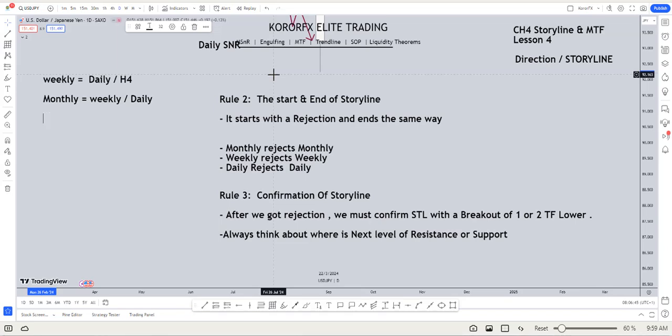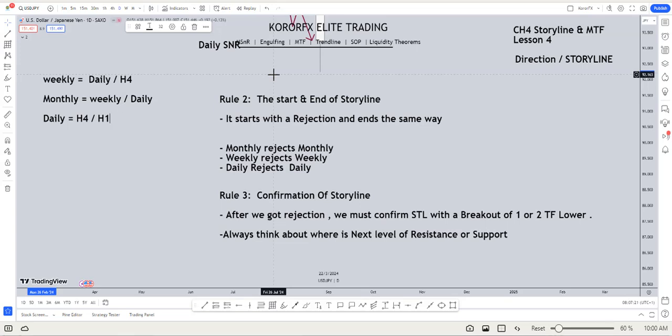What about if we get a daily SNR, a daily storyline? If we get a daily storyline, we will look for a breakout on H4 or 4 hour. If the H4 breakout is not clear, then we can go one time frame lower. Between the 4 hour and the 1 hour, that is two time frames lower. So you will not go below 1 hour in order to get a breakout. Only two time frames.